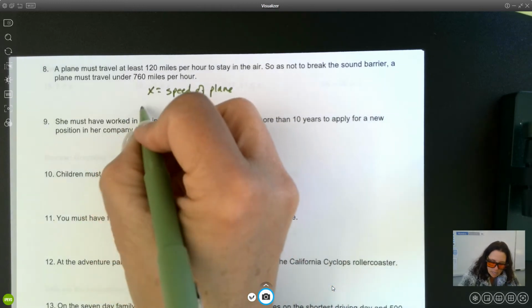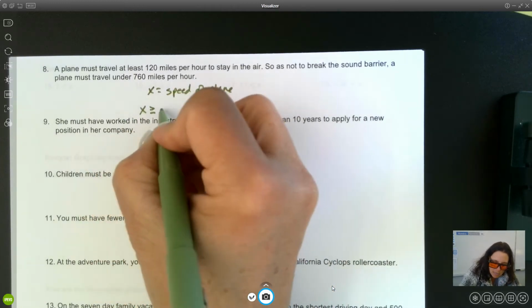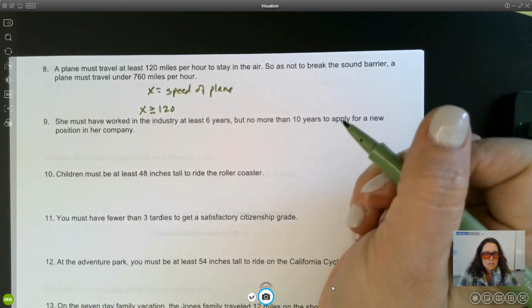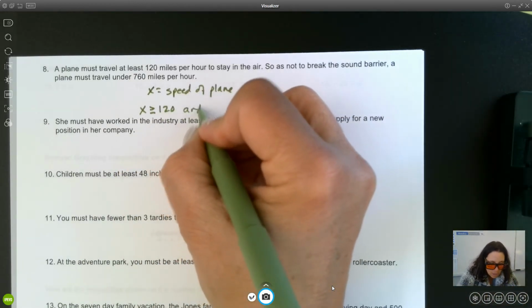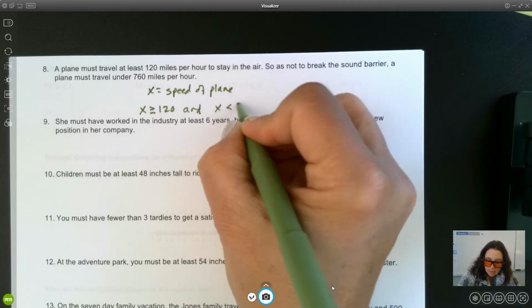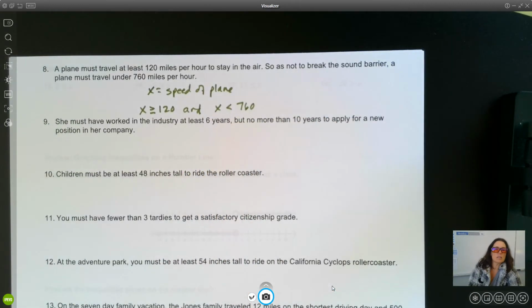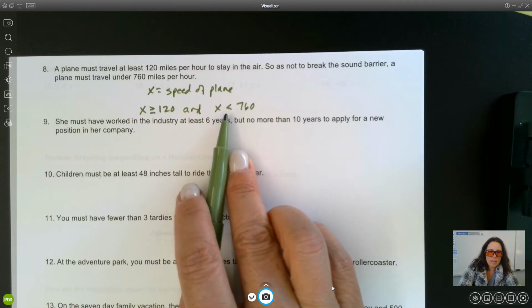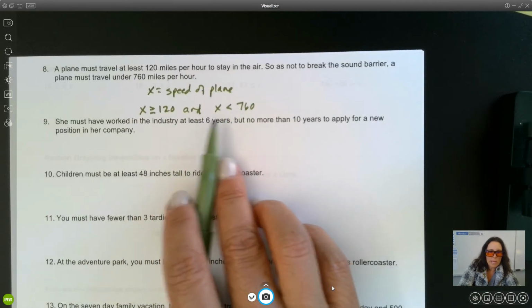Okay, so X has to be at least, so greater than or equal to 120. And it also has to be less than 760. Under 760. It can't be equal to 760. It has to be under it. That's what that says. Okay, that was your first experience with a double whammy.